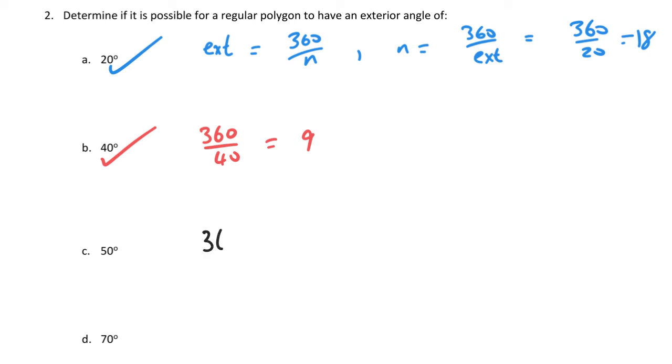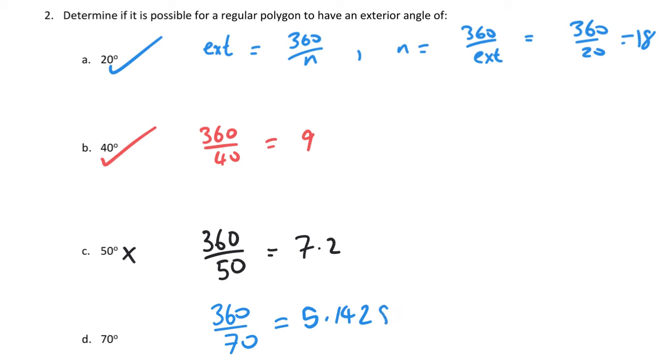Part C, we'll do 360 divided by 50. That works out to be 7.2, so it's not a whole number, so it's not possible for 50. And finally D, we get 360 divided by 70, which works out to be 5.1428. So again, it's not a whole number, so therefore 70 is not possible.